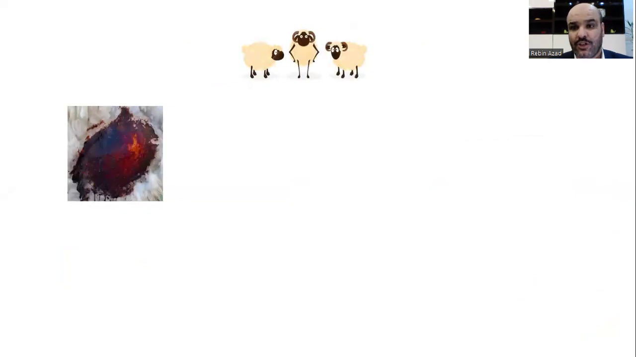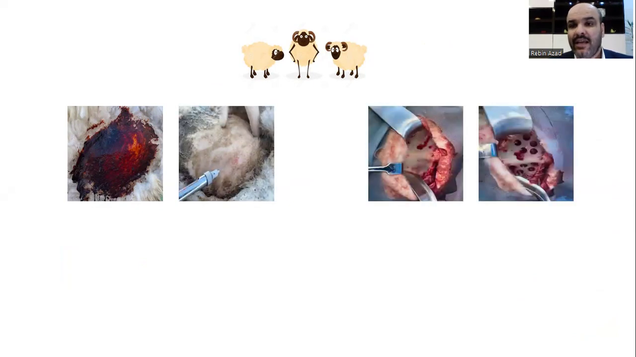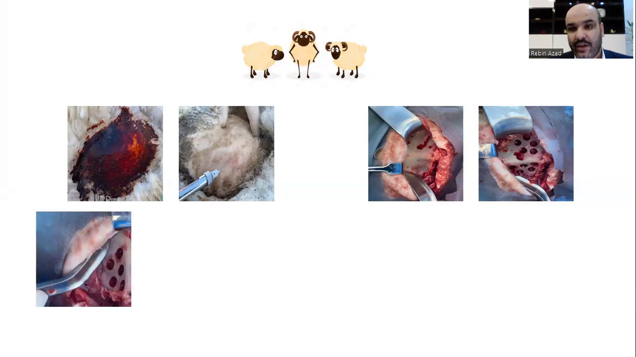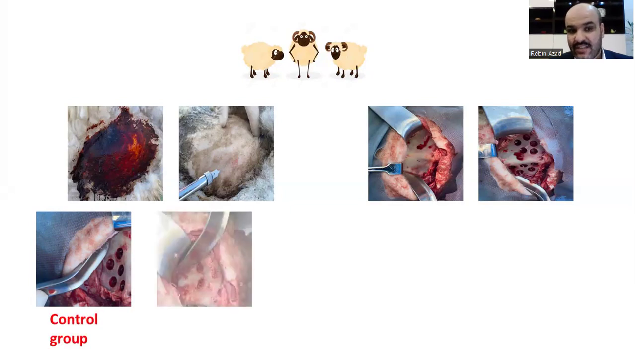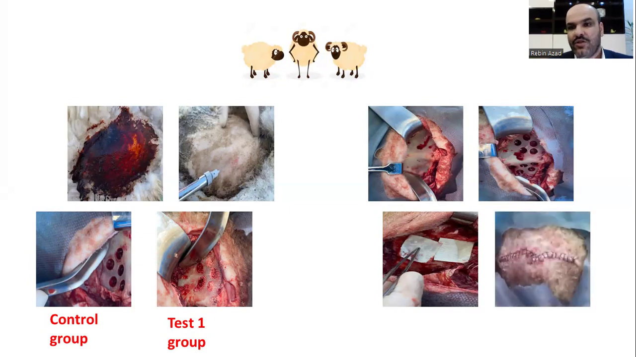For the first 3 sheep, after incision and reflection of the flap and exposing of the iliac bone, 10 defects were created, 5 on the right and 5 on the left side. For the right side, 5 defects were left empty, known as the control group. The other 5 defects were filled with the bone graft, known as test 1 group. Then the membrane was placed on the defects, and then suturing.